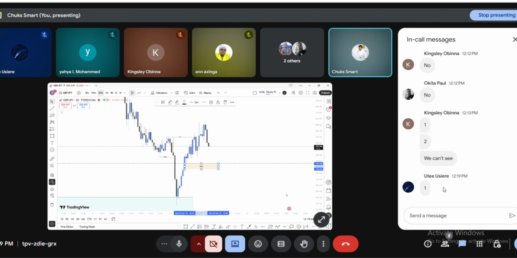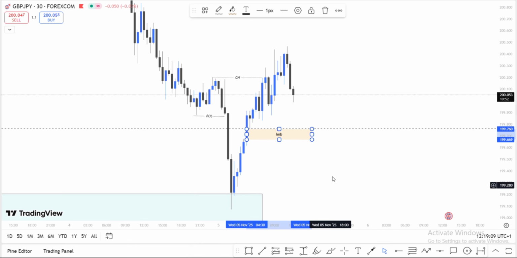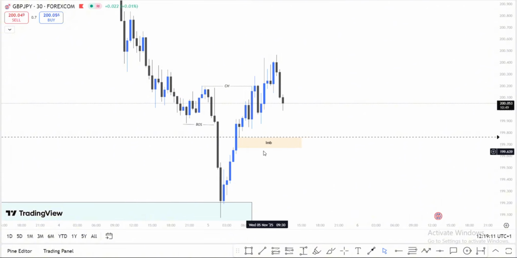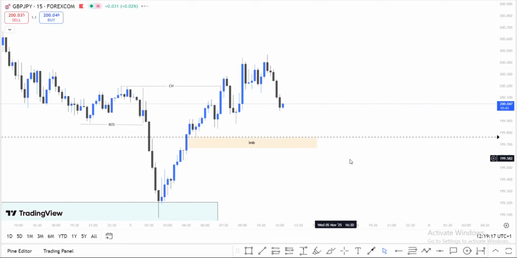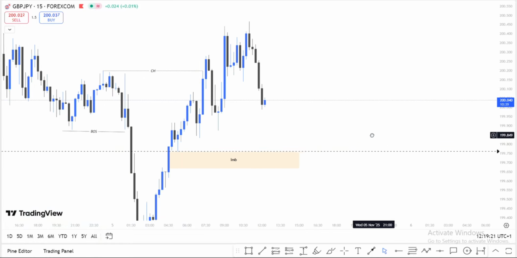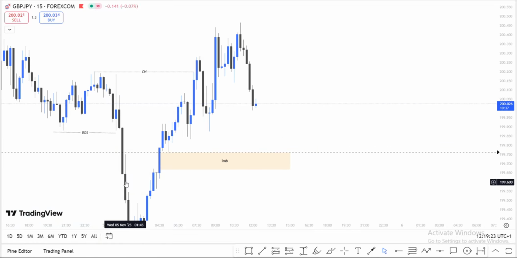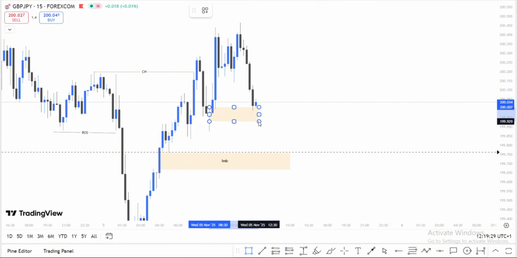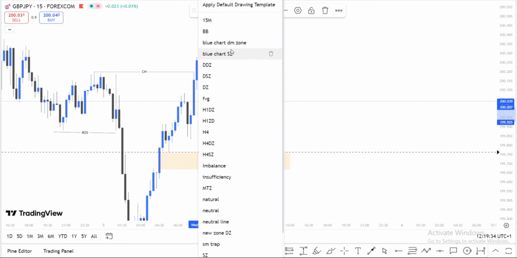All right. So looking at this, we can see that we have this imbalance here, right? I'm anticipating price to come and fill this imbalance. If we go to 15 minutes time frame, we can see it more clearly. On 15 minutes time frame, we see this imbalance below here, and then we have this other block where price is reacting currently, which looks like a good place to buy, if I may say.